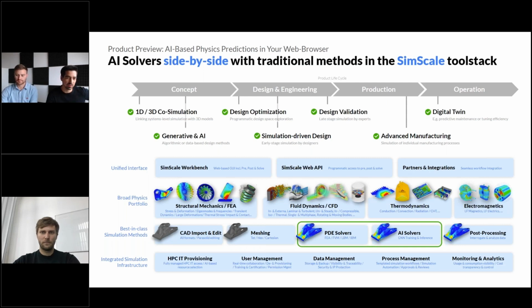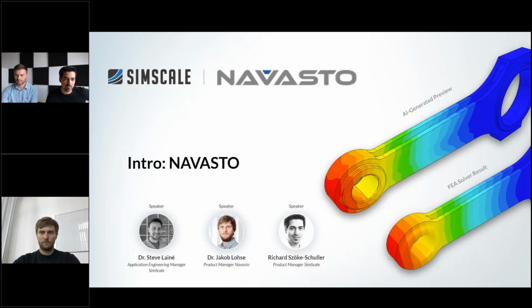So we hope that with this solution, we can solve all the major aspects of today's design challenges. And we cannot do it on our own. That's why we have here Jakob from Navasto. They're the experts on machine learning, on our AI solution that we have together brought to the market. And therefore, I want to invite Jakob to give us an introduction to Navasto, what you're doing, and how your solution is transforming the way engineering is done.